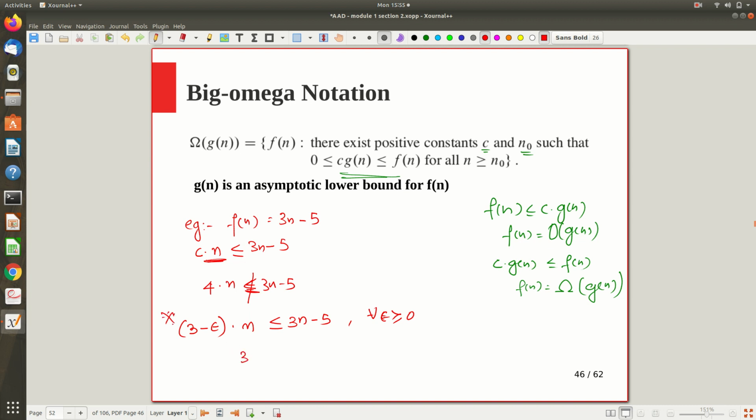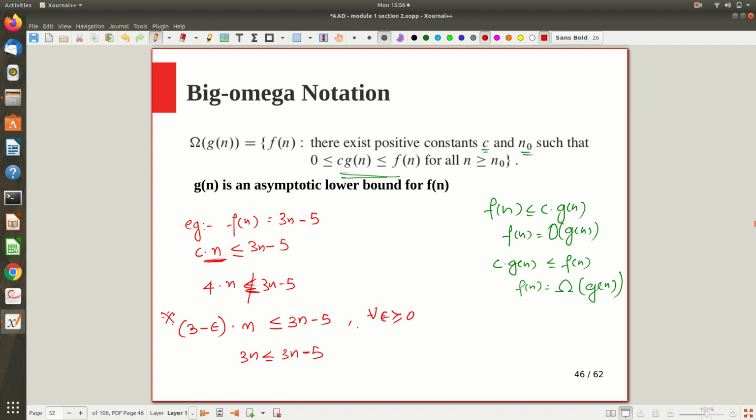For example, let me write 3n less than or equal to 3n minus 5. Is this true? Sorry, this is not going to be true. Why? Because the minus 5 factor is there. So 3n itself is creating a problem, because it is equal. It should be a value less than this.